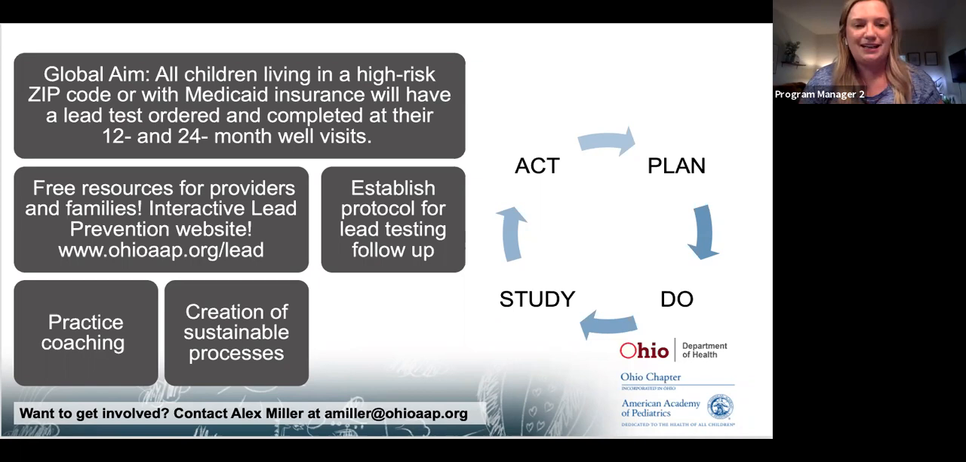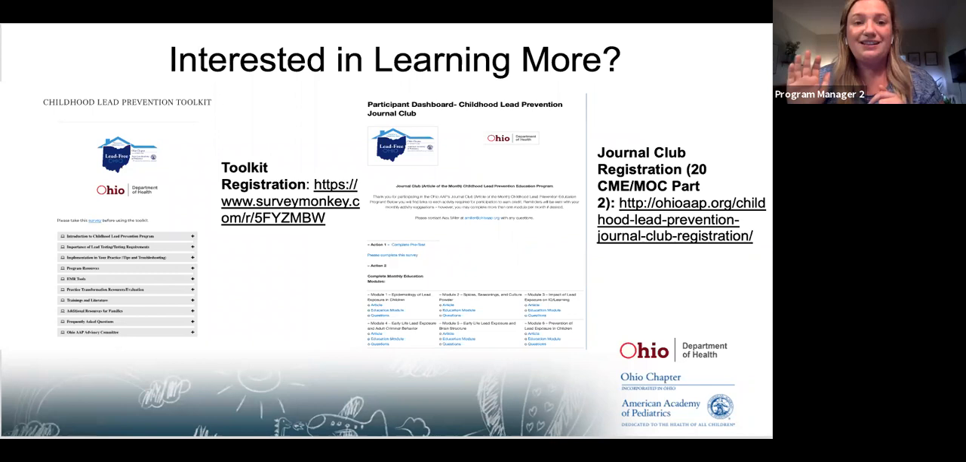It was a great project, and we have a lot of resources that were developed for it. You can access them on our Ohio AAP website. There is a family rec card and a physician resource guide. We've also developed a lead toolkit. You can see from the screenshot, there is a ton of information: EMR tools, program resources, how to implement it into your practice, testing, guidelines, trainings, and literature.